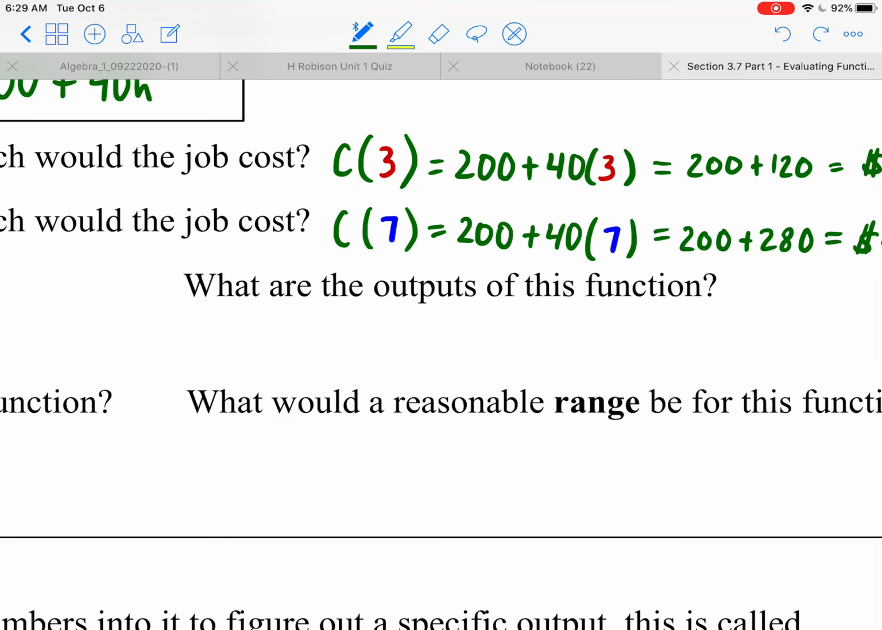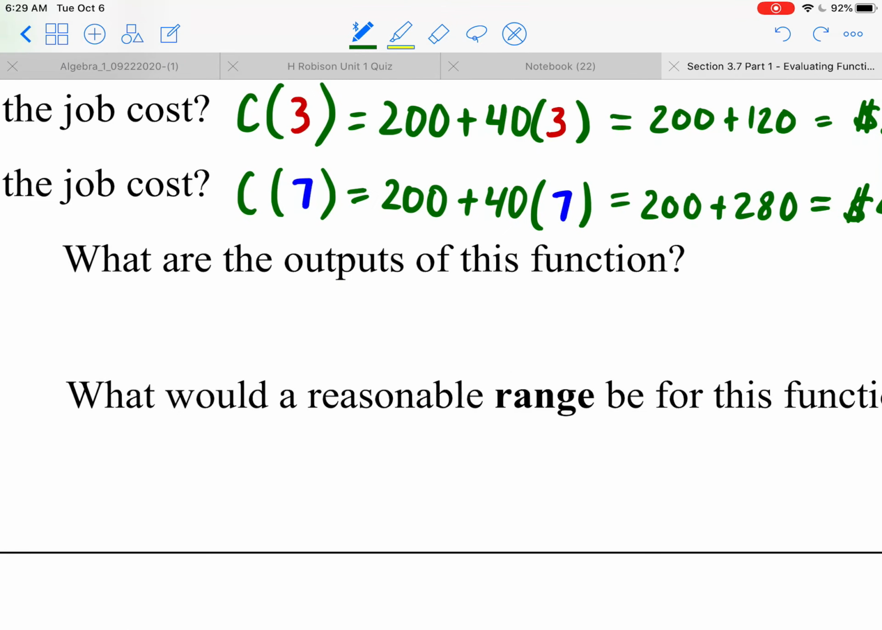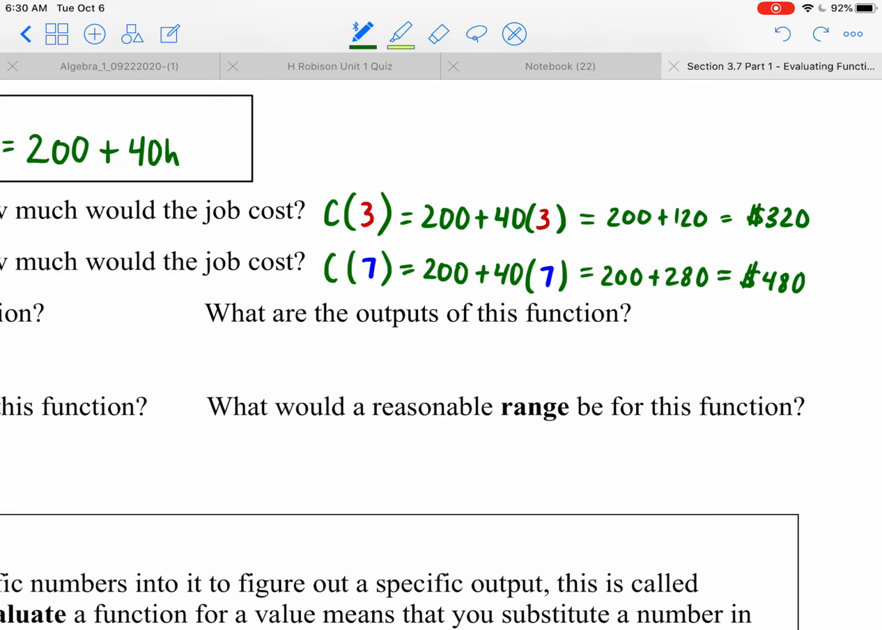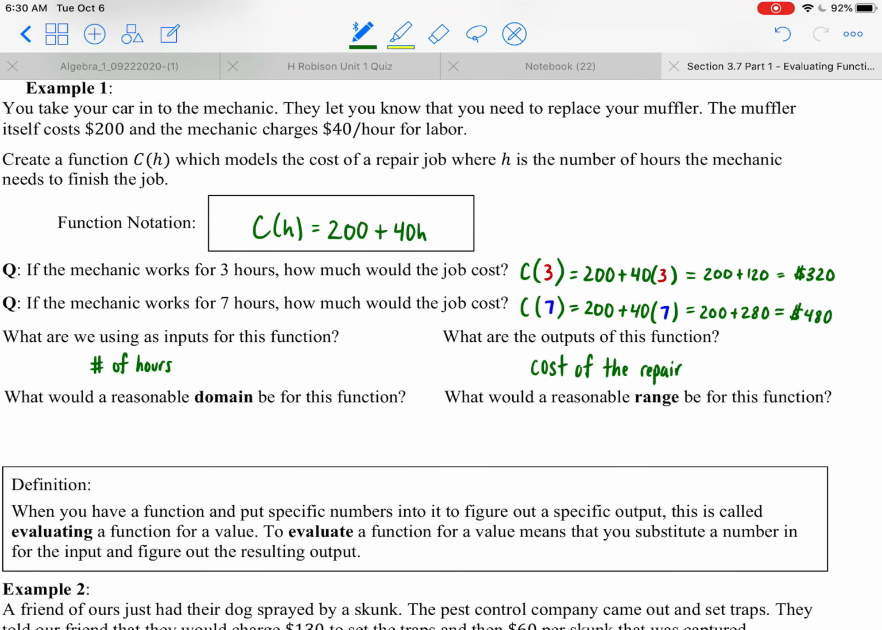Okay, what are the outputs of the function? When you plug in a number, what do you get as the output? You get some number of dollars. That number of dollars is the cost of the repair. So the output is the cost of the repair. This function is kind of cool. It's very useful and practical. It takes the number of hours that the mechanic is going to work, and the output tells you how much the cost of the repair is going to be. So this is a really nice, useful function here.